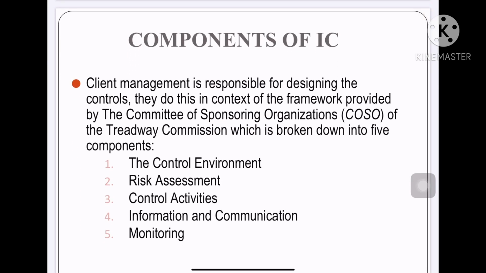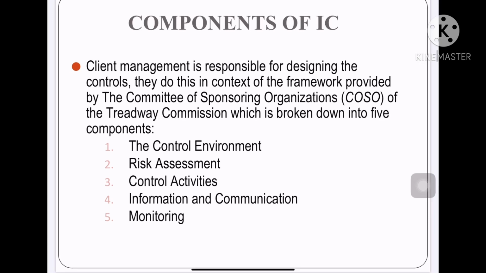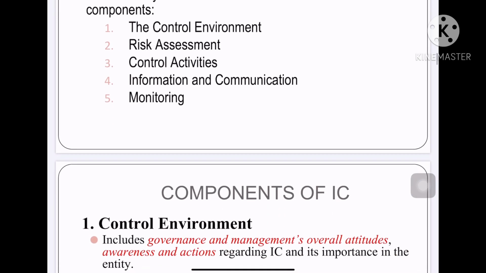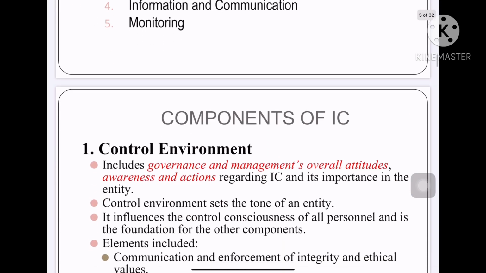So here the company may design the control. This is provided by the Committee of Sponsoring Organizations, COSO, of the Treadway Commission, which is broken into 5 parts. So the internal control system has been broken down into 5 parts. Number 1, the control environment. Number 2 is risk assessment. Number 3 is control activities, information and communication, and last one is monitoring. We are going to have a look at the components one by one in detail, 1 to 5.